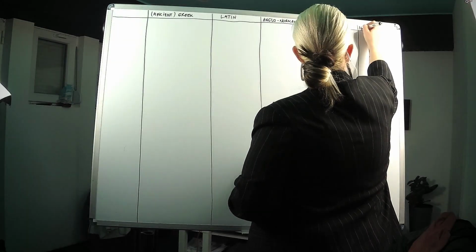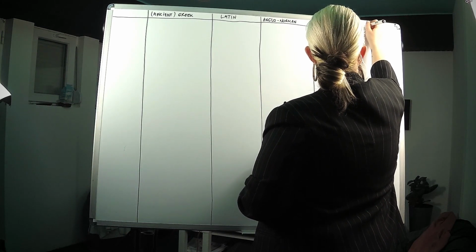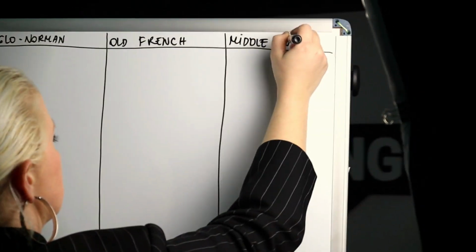And the influence of Middle English. Middle English is relatively specific because it was a transition period from Old English to modern English as we more or less know it today, and which is more or less used even today.